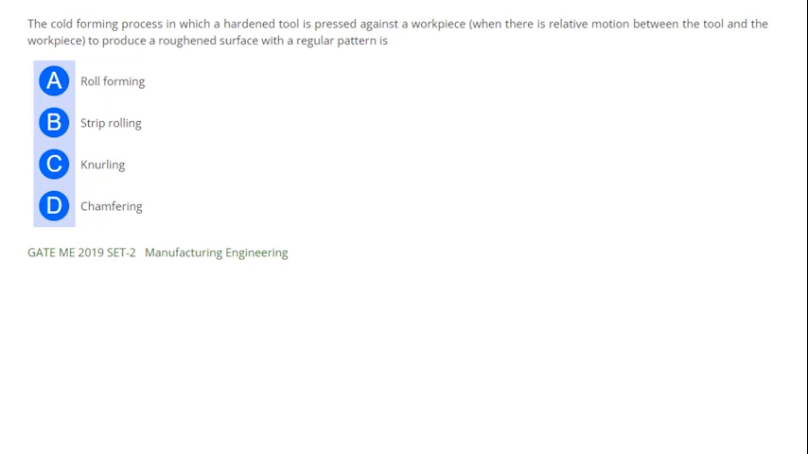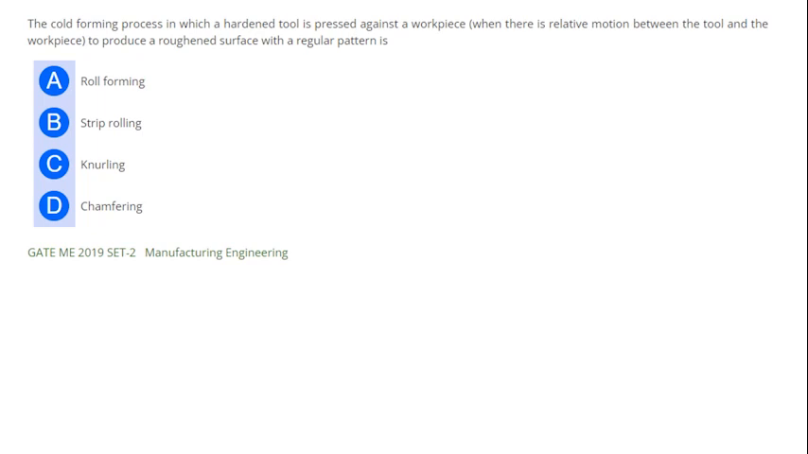How many of you know knurling and chamfering? I feel that you can guess about roll forming. Knurling, yeah, knurling is the answer. So let's see first what is knurling and what is chamfering. So what is the question? The cold forming process in which a hardened tool is pressed against a workpiece.